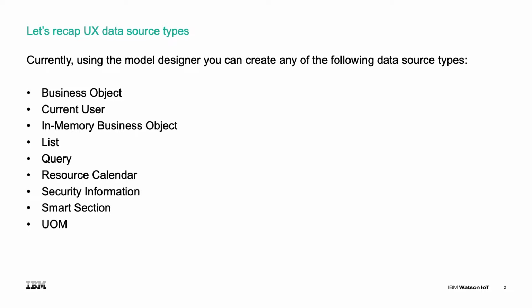The in-memory business object that we can use to store data in a non-persistent scenario. The list data source to get the values of a list. There is the query data source to get a collection of records using a TRIRIGA report. The resource calendar that identifies an array of calendar events. The security information that delivers permissions information of the current user to the UX application. The smart section. And the UOM data source.